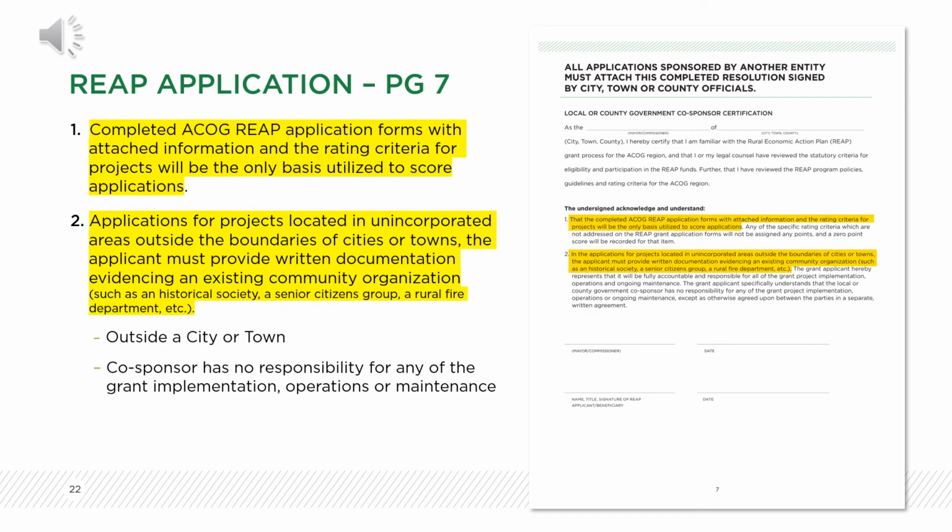The last page in the application proper, page 7, asks you to acknowledge and understand 2 points. First, to acknowledge that you have completed all the application forms and you have attached the information required. The second point is that you understand that you may apply for a REAP grant even if you belong to an undesignated area. However, you need a nearby qualified government entity to apply for you.